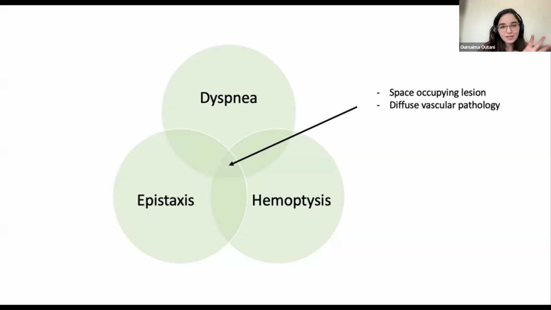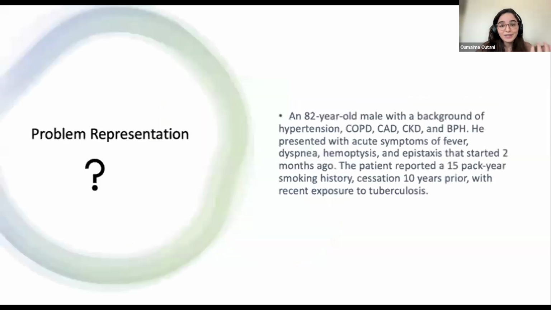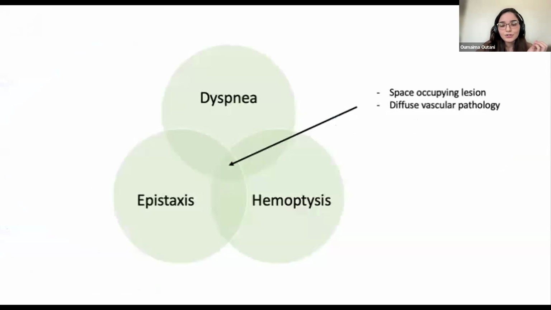So now that we discussed the foreground, let's go back to the background of our patient. We can see here that he has COPD, CAD, CKD, and a lot of past medical history. So we should also keep that in mind in the physical exam. This patient can also easily have decompensated heart failure or pulmonary hypertension that can also cause hemoptysis and dyspnea. So let's keep this also at the back of our minds.